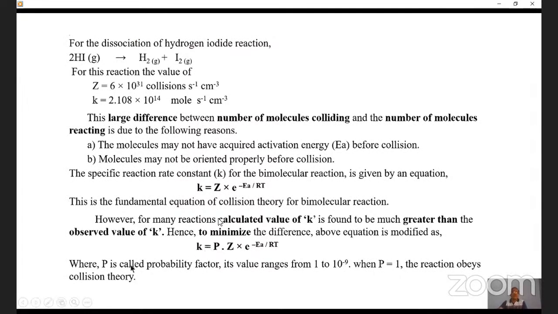This factor P is called the probability factor. This factor P is introduced to minimize the difference between the calculated value of K and the experimentally observed value of K. The value of this probability factor P ranges from 1 to 10 to the power minus 9. When the value of the probability factor P is found to be equal to 1, then that particular gaseous state reaction obeys the collision theory.